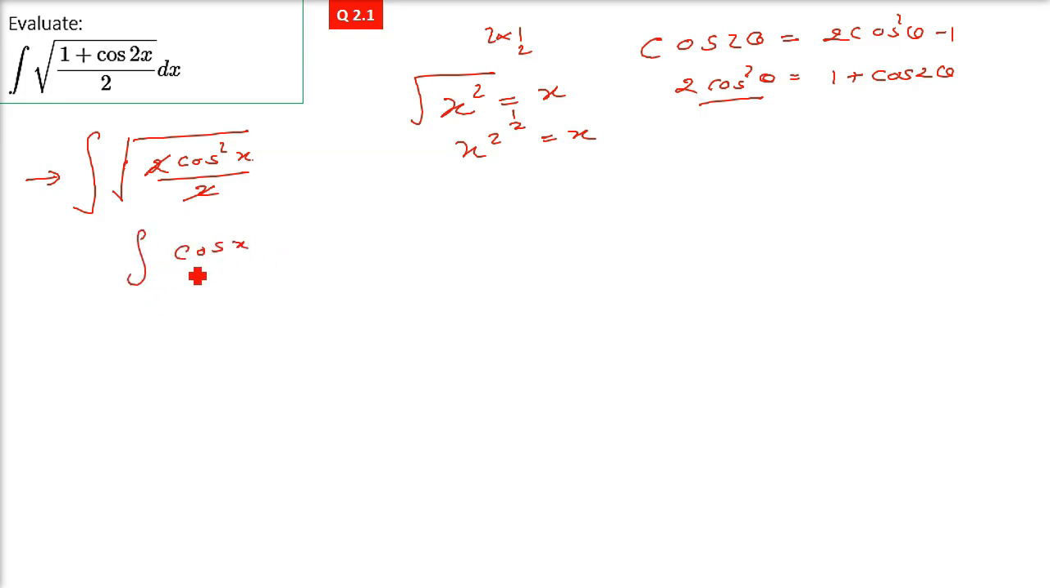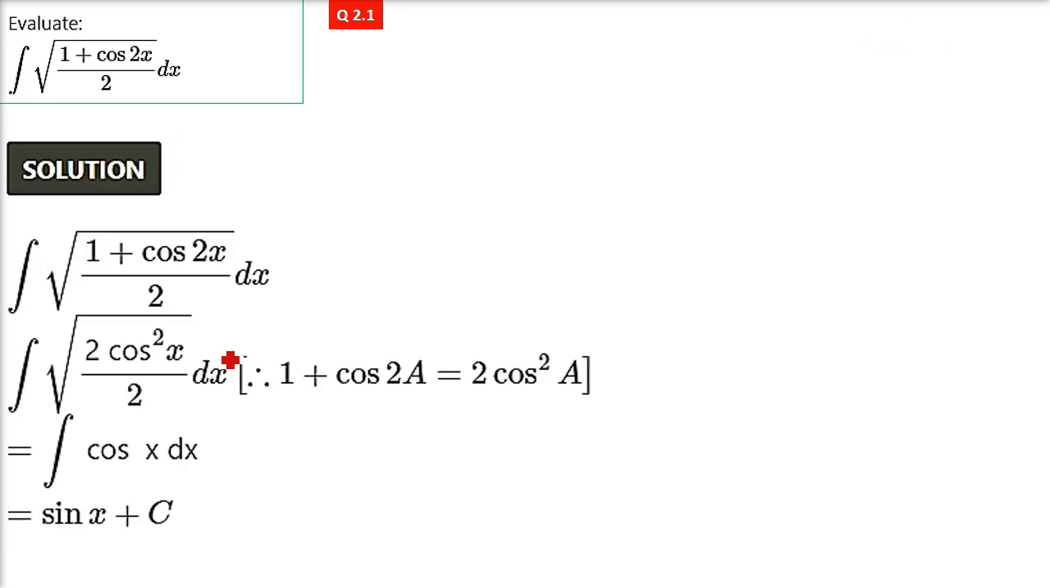Now integration of cos x has to be performed, and this is sin x. Sin x differentiation is cos x, cos x integration is sin x. But one more thing, you have to add a constant of integration. This has to be added. This is the whole thing we discussed, and this is how you have to do it.